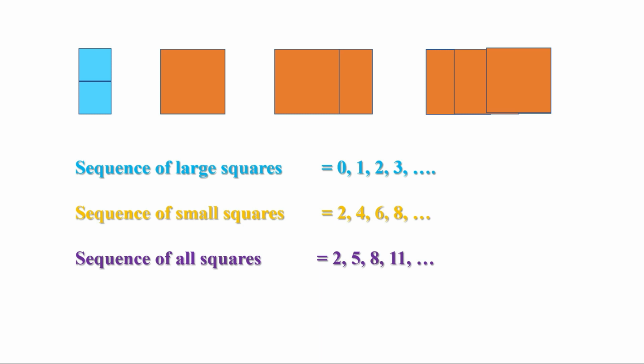Now let us check whether all these sequences are arithmetic sequences or not. The first sequence, the sequence of small squares, is 2, 4, 6, 8, etc. We know it's an arithmetic sequence with common difference 2. And the second sequence, the sequence of large squares, 0, 1, 2, 3, etc. It is also an arithmetic sequence with common difference 1. Now what about the sequence of all squares, 2, 5, 8, 11, etc.? It's also an arithmetic sequence with common difference 3. So all these 3 sequences are arithmetic sequences.